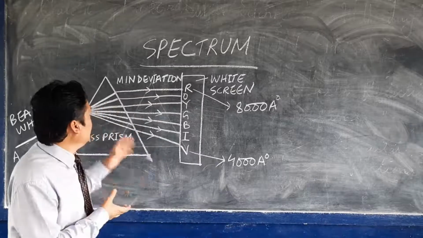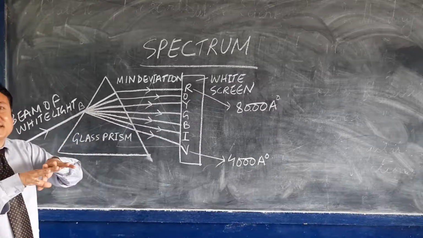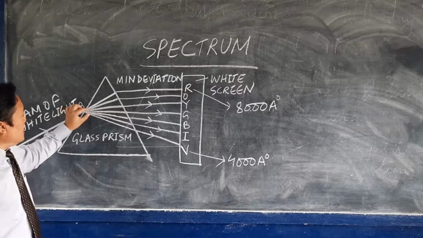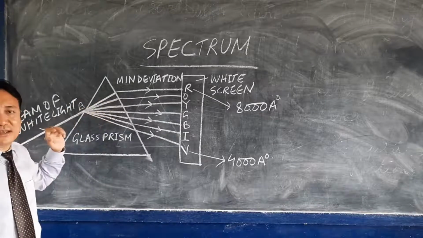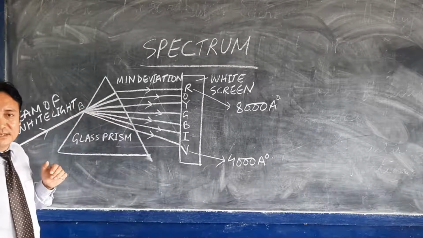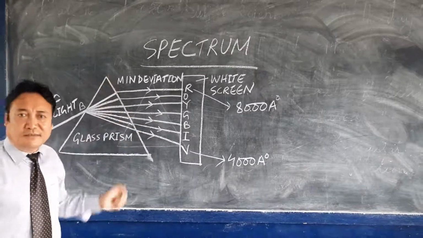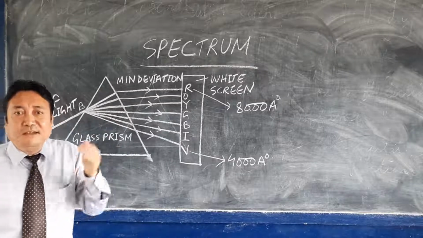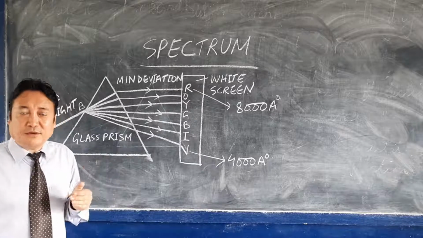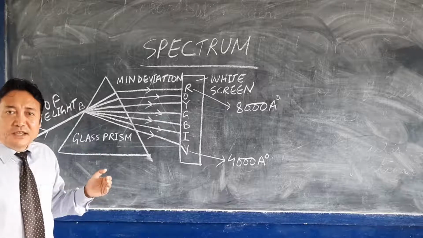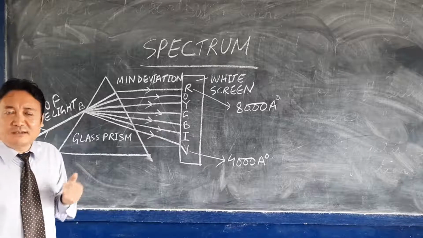Now, how does this dispersion occur? What is the cause of dispersion? The colors are scattered; they are not traveling in the same direction, they are traveling in different directions. Since white light has 7 different colors, and these 7 colors have different wavelengths, due to the different wavelengths they will deviate at different angles. The deviations are different because the wavelengths of the different colors are not the same.